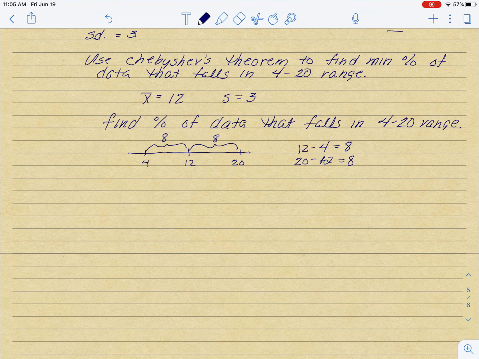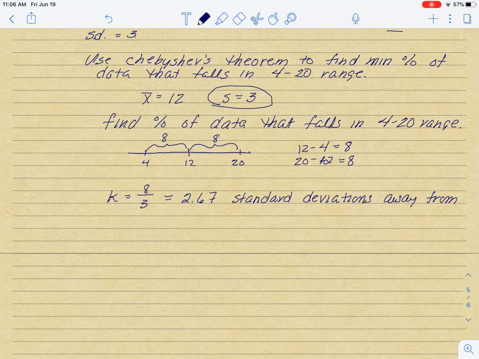Now, that's 8 data points away from the middle, but I need to know how many standard deviations that is. So 8, the number k, which is the number of standard deviations, is the number of data points divided by one standard deviation, which is 3. And so that's 2.67 standard deviations away from the mean. All right, so that's my k value. That's what we just found, the k value.